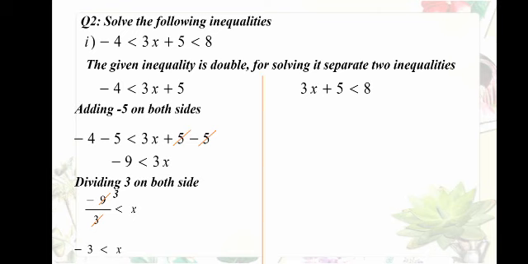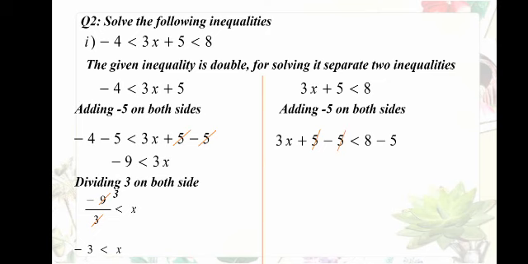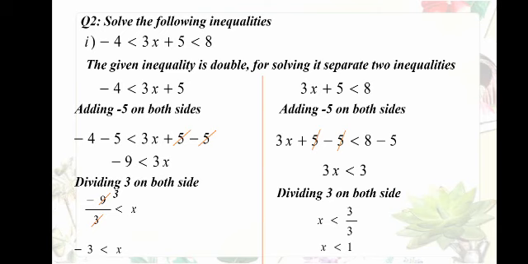Coming towards the other pair, that is 3x plus 5 less than 8. Adding minus 5 on both sides, the equation will become 3x plus 5 minus 5 less than 8 minus 5. 5 will be cancelled with 5, so the remaining term will be 3x less than 8 minus 5, which is 3. Dividing by 3 on both sides, you will get x is less than 3 by 3, and it will give you the answer x is less than 1.